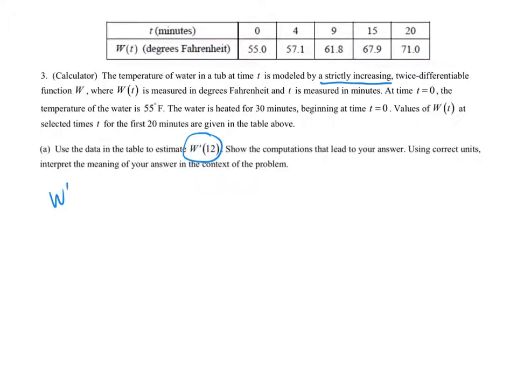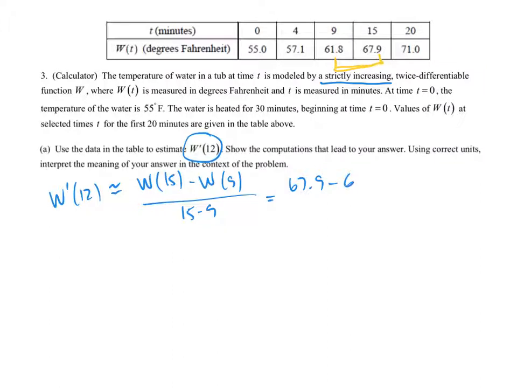And so W prime of 12 is an instantaneous rate of change of the temperature when time is equal to 12. In order to estimate that number, we're going to use the average rate of change, and we need to pick an appropriate interval for time 12. And so that would be here between 9 and 15. So this is approximately equal to W of 15 minus W of 9 divided by 15 minus 9. And so using the values from the table, I have 67.9 minus 61.8 divided by 6.